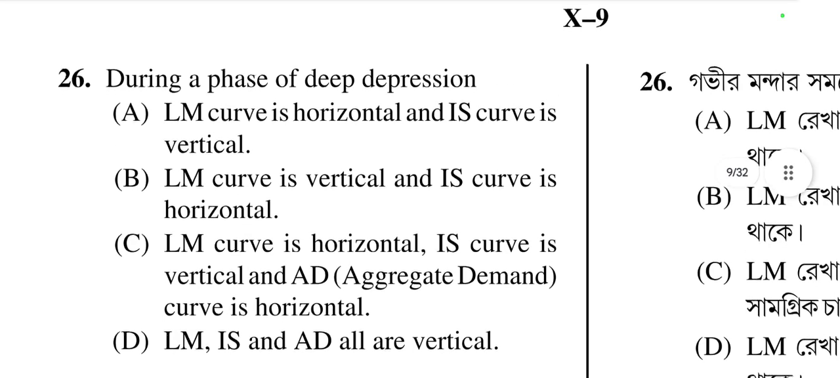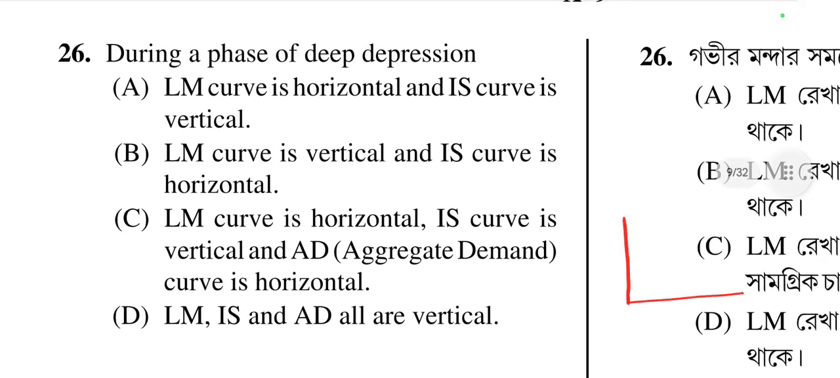So during the phase of depression, there are different phases of the business cycle, you know. During the phase of depression, the lower point, the LM curve is horizontal and the IS curve is vertical. So option A is the right choice, because in a phase of deep depression, the economy is typically characterized by very low interest rates and a high level of unused resources, especially labor. In this situation, changes in the money supply have little to no effect on the interest rate. As interest rates are already near zero, the LM curve representing the money market becomes horizontal.